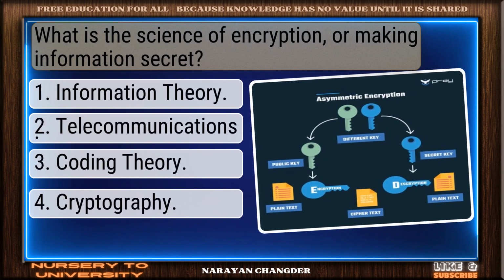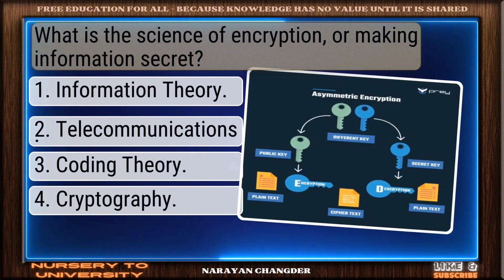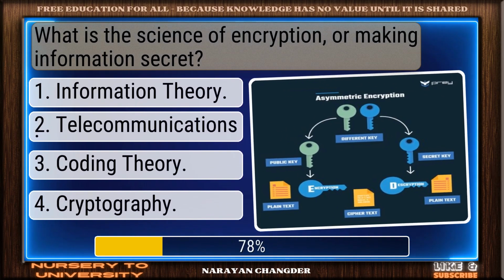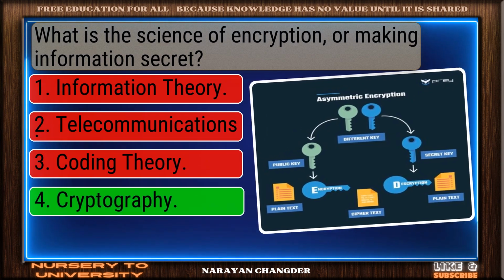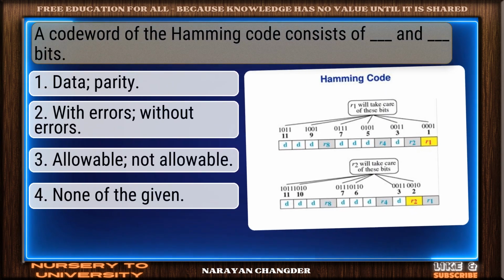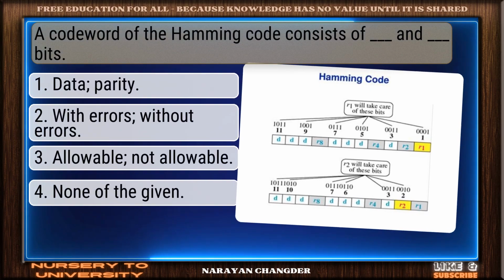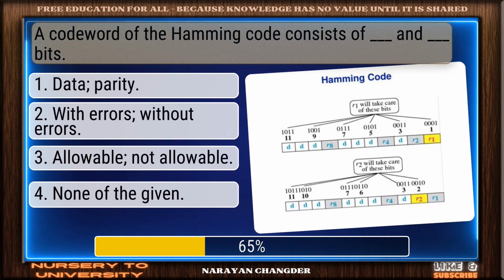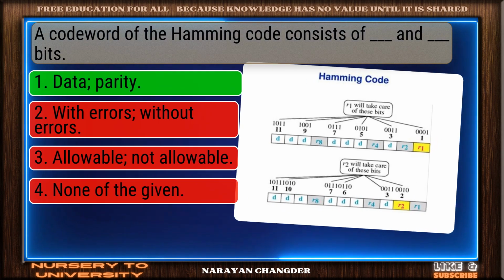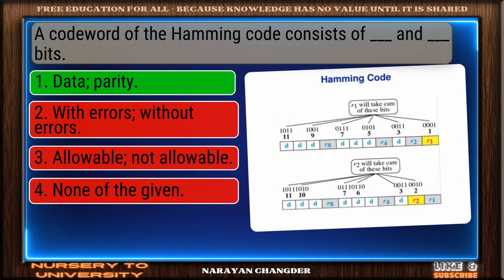What is the science of encryption or making information secret? Right choice. Cryptography is the best answer. A code word of the Hamming code consists of dash and dash bits. Exactly. Data, parity makes sense, and it is the right choice.